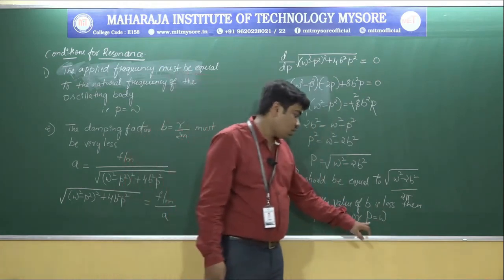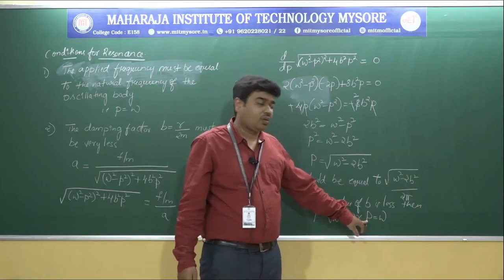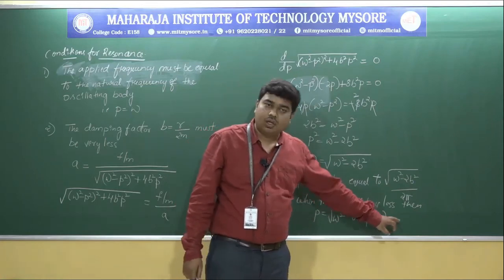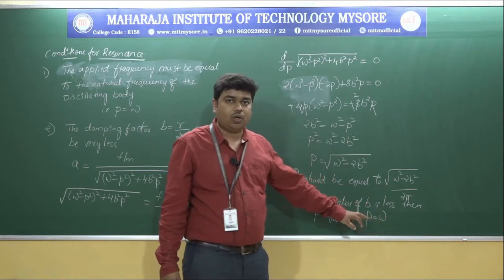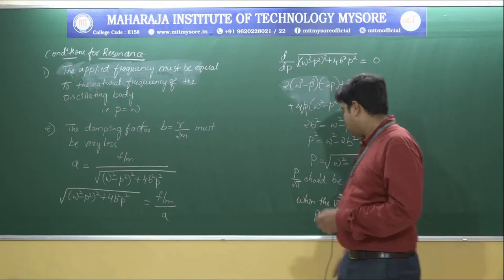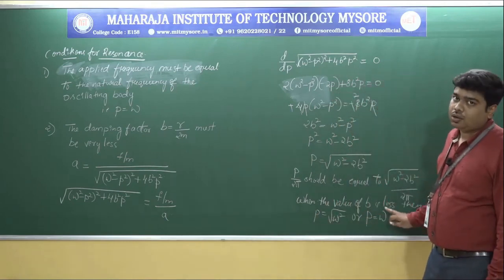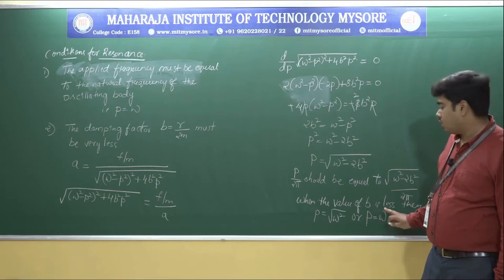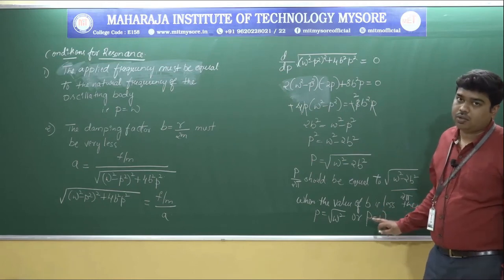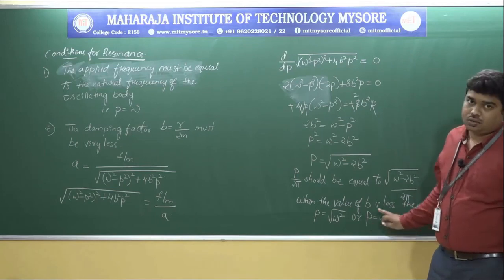So, as you can see, through the equation of the amplitude also, the frequency applied by the periodic force becomes equal to the natural frequency of the oscillating body. In those cases, the applied frequency should be equal to the natural frequency of the oscillating body, and at that condition we will get the higher amplitude or the maximum amplitude. So, this condition is called the resonance condition.